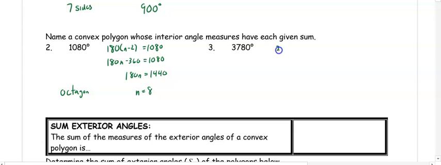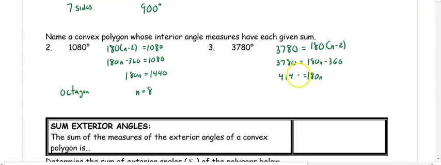In number 2, we can set this equal: 3,780 equals 180 times (n minus 2). So we get 3,780 equals 180n minus 360. We can add 360 to both sides, so 180n is equal to 4,140. When we divide by 180, n is 23, so this is a 23-gon.